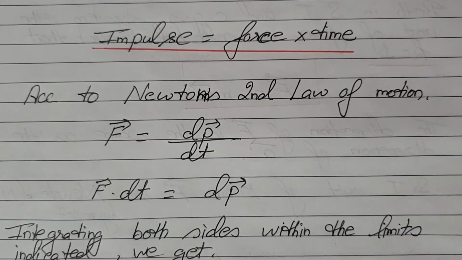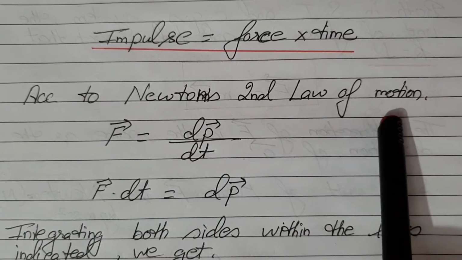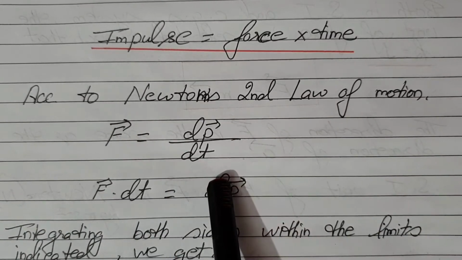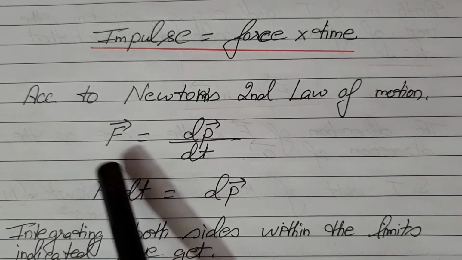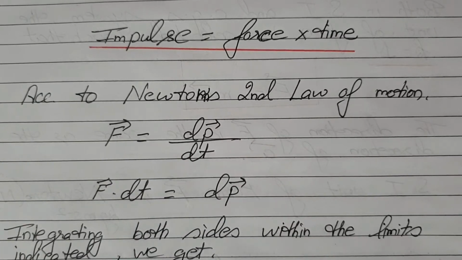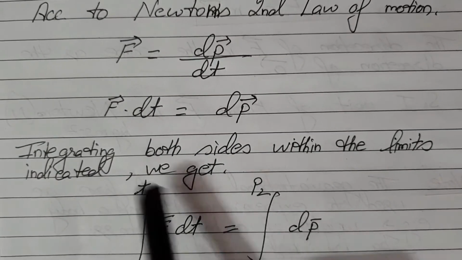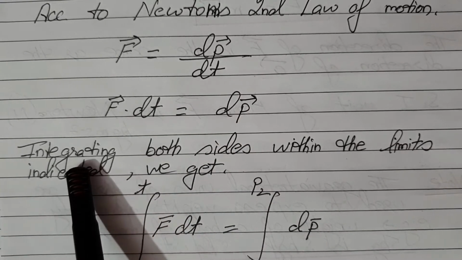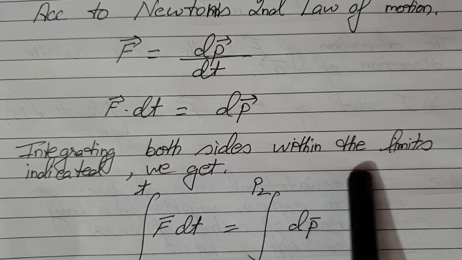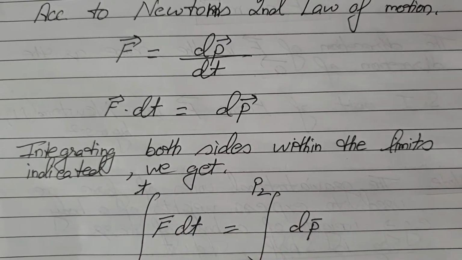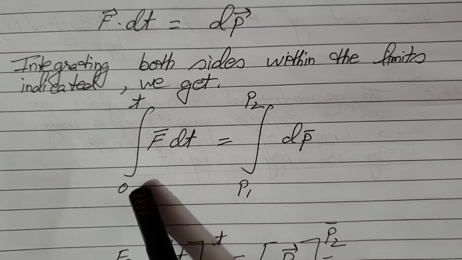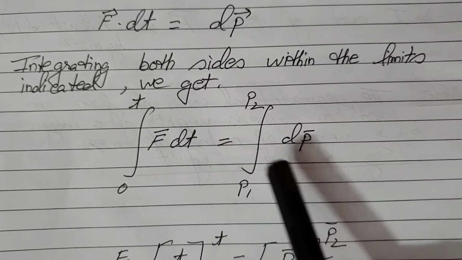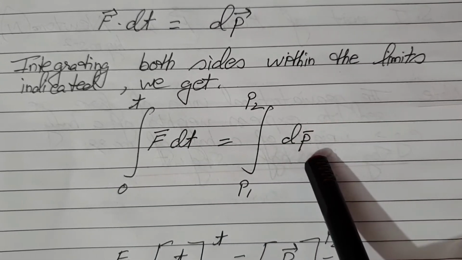Now, according to Newton's second law of motion, we know that F is dp by dt, meaning the external force is equal to the rate of change of momentum. So cross multiplying, F dt is dp. Now, integrating both sides within the limits indicated, 0 to t, we get the integral of F dt equals the integral from p1 to p2 of dp.